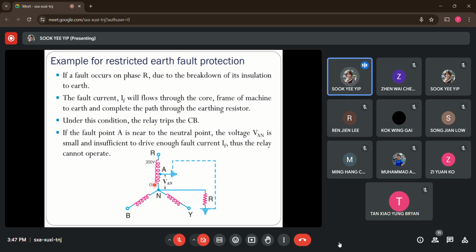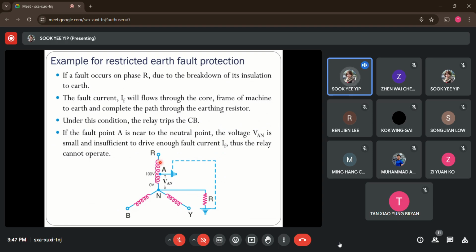Under this situation, seeing as we have this neutral point connected with the ground via the earth resistance, the fault current is able to be detected if we are using the earth fault relay. So with this situation, high voltage, high fault currents, the relay will trip the breaker. So there's no issue if we have a fault occurring towards the end of the stator winding.